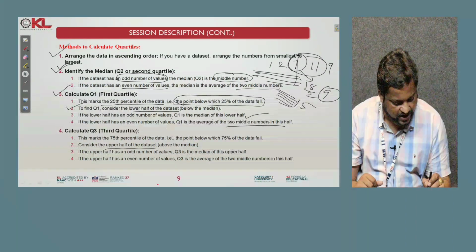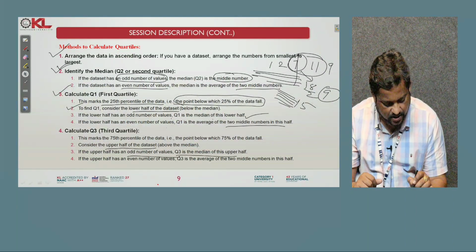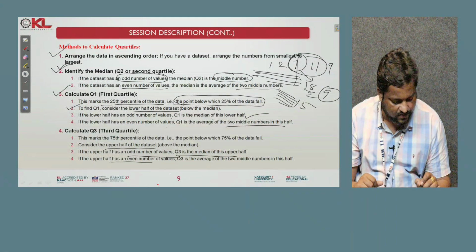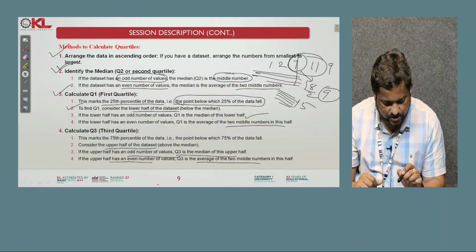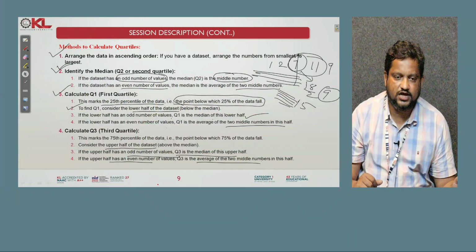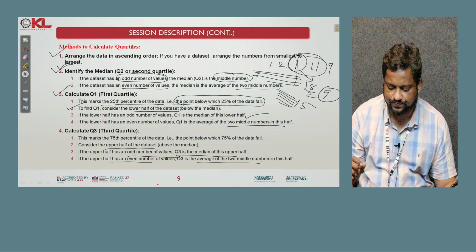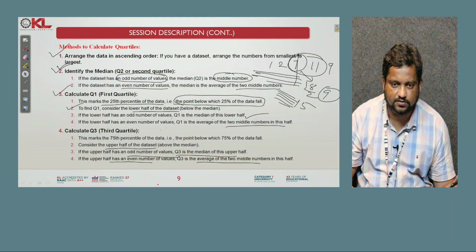If the upper half has an odd number of values, Q3 is the median. On the other hand, if the upper half has an even number of values, Q3 is the average of the middle numbers. Like this, we calculate the different quartiles, Q1, Q2, Q3, in our data set.